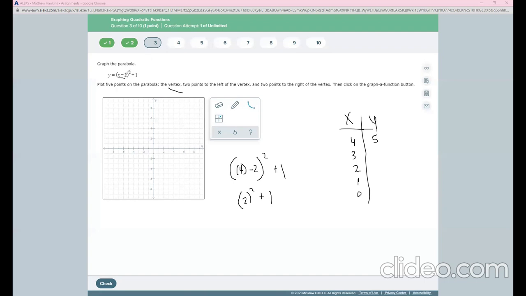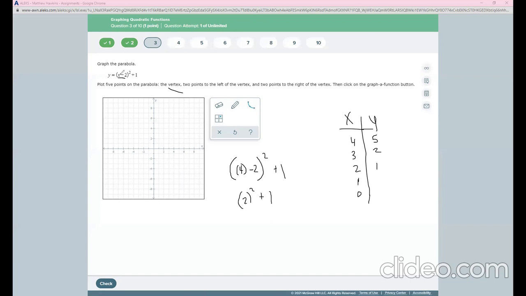So if I do 3 and put it in, it'll be 3 minus 2 first, which gives me 1. And then all that is squared. So 1 squared, take 1, multiply it to itself. 1 times 1 is 1, plus 1 is 2. If I put 2 in, 2 minus 2 is 0. 0 squared, 0 times 0 is 0. 0 plus 1 is 1.